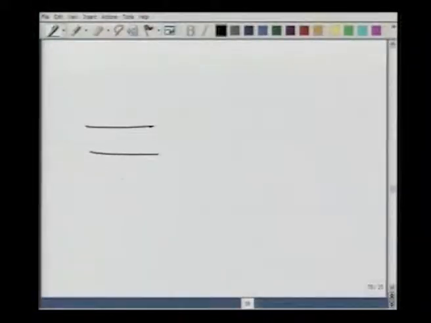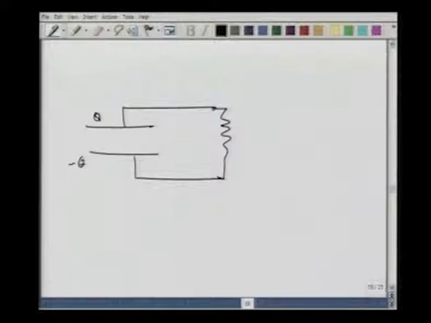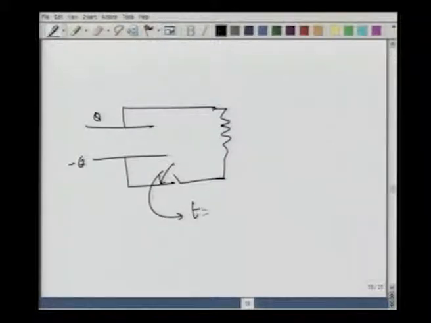Let me make the problem of open circuit even better. So what I will do is I will take a capacitor plate, very well, and then there is a resistance, and let us say it was charged to Q and minus Q initially. Now let me imagine that this circuit was open. So there was a charge plus Q sitting here, a charge minus Q sitting here, and at time t equal to 0, I close the circuit.